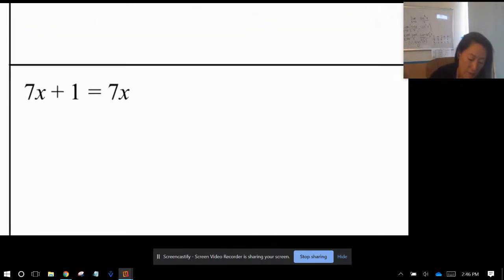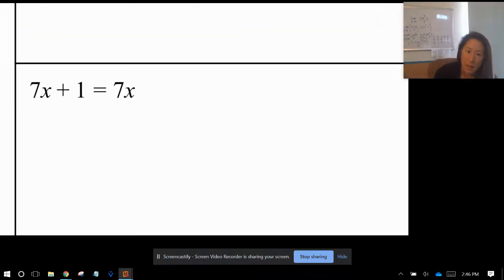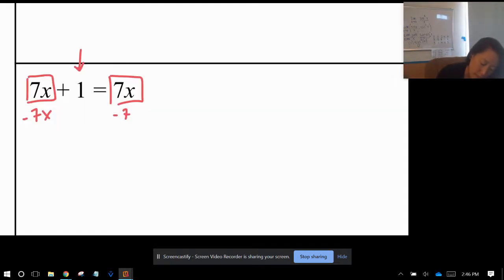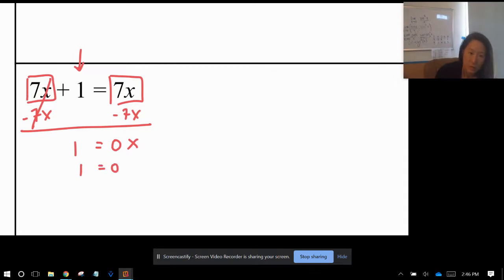All right, what about 7 plus 1 is equal to 7x? Well, I can see right away that this value and this value are the same. So if I add 1 to one side, is there ever any number I could plug in for x that is going to make this true? One of the ways we can verify is to subtract 7x to give me 1 is equal to 0x. Is this true? Does 1 equal 0?